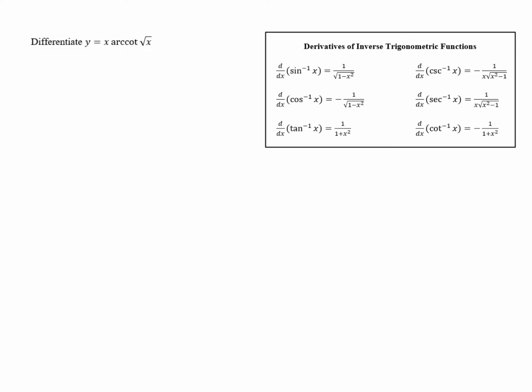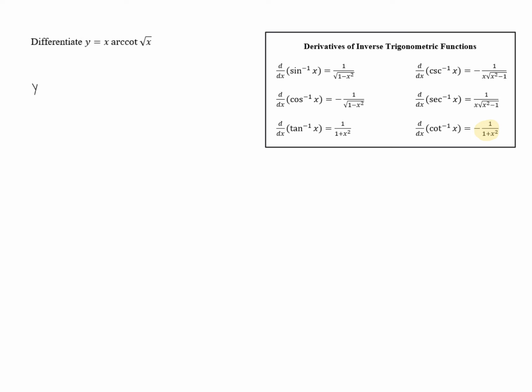Now, I think this is the first one we're doing with arc cotangent or inverse cotangent. So let's pull up our table. So we're looking at arc cotangent. So when we differentiate that bit, we're going to have negative 1 over 1 plus x squared. So we can keep that in mind.